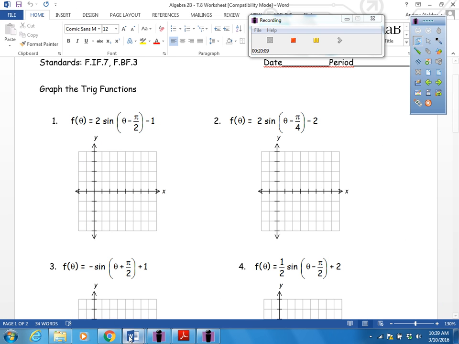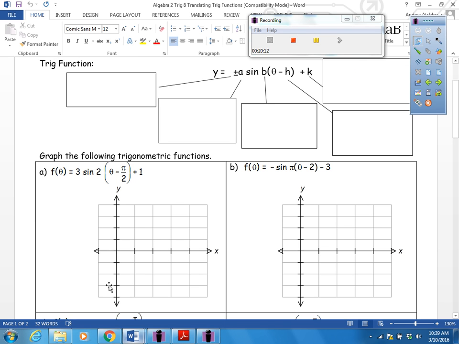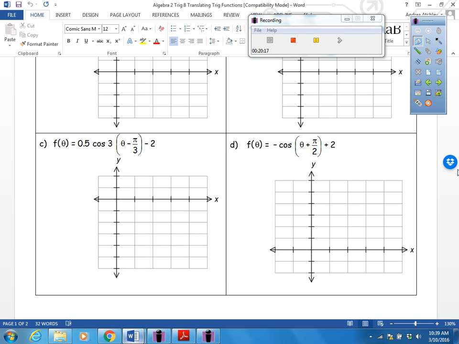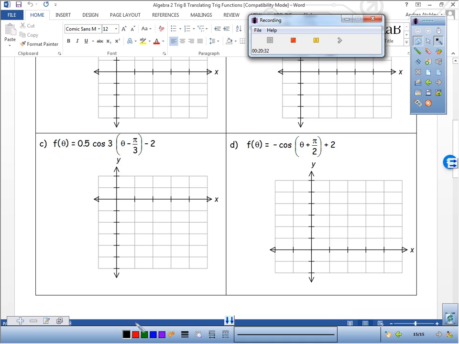Let's go back and do cosine now. So all those steps for graphing cosine are the same as sine. The only difference is the pattern you're graphing is going to be different. So we're going to start with the period, which is 2 pi over b. So we're going to have 2 pi over 3. Any questions over that?